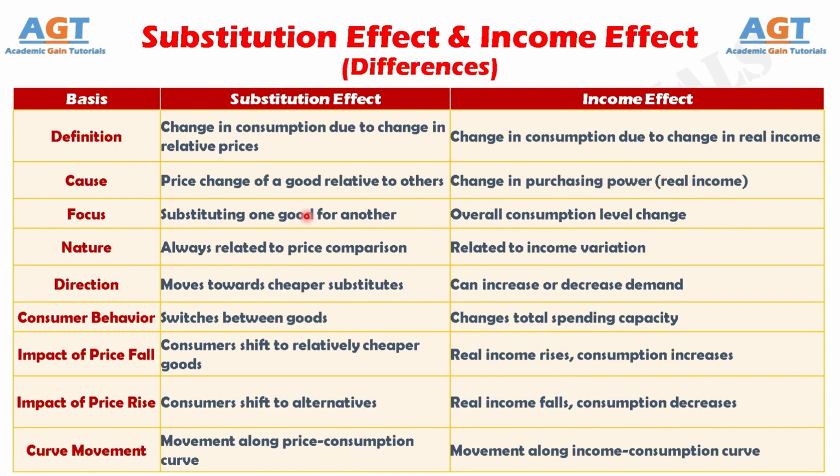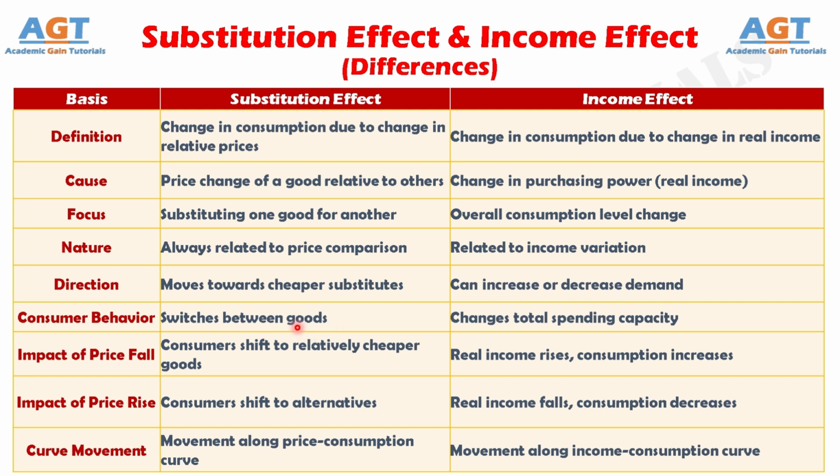Number 3. Substitution effect focuses on substituting one good for another, whereas income effect focuses on changes in overall consumption levels. Number 4. Substitution effect is always related to price comparison. On the other hand, income effect is related to income variation. Number 5. Substitution effect moves consumers towards cheaper substitutes, whereas income effect can either increase or decrease demand.